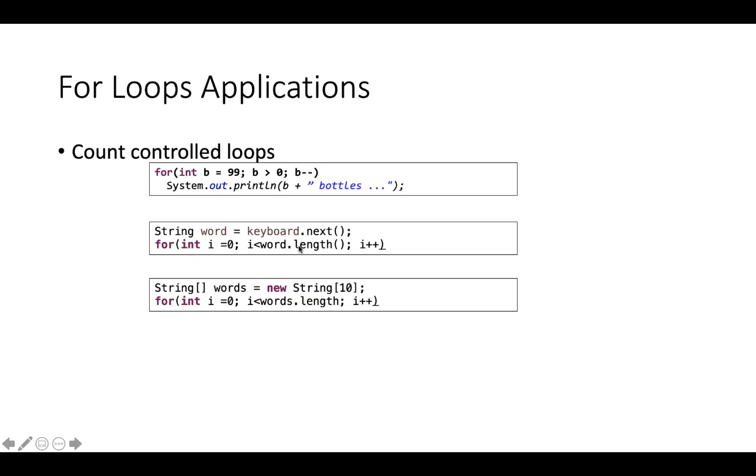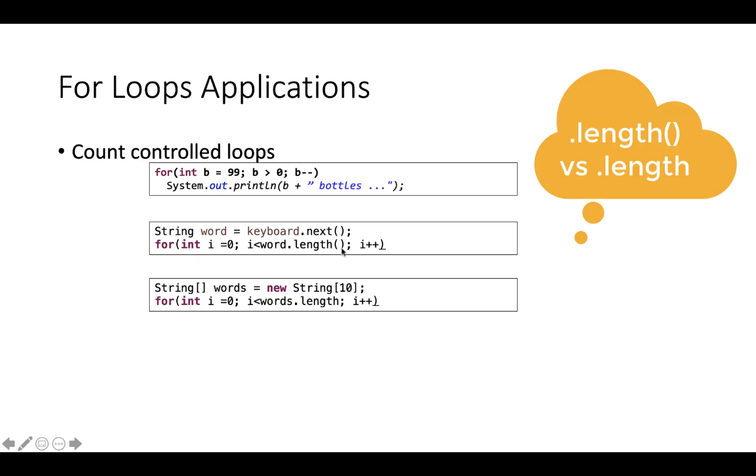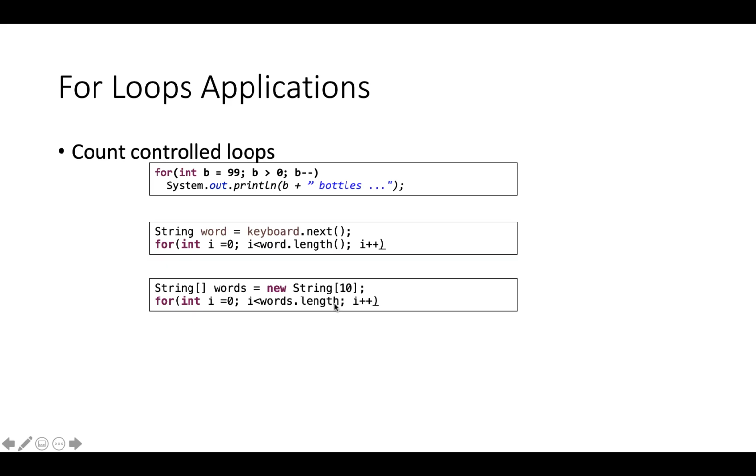However, note that length is a method in the string class, so if you're looping through the length of a single word, you want to use the parentheses to indicate you're calling a method, whereas if you're looping through an array, and again this could be an int array, a double array, or a string array, you want to use length without the parentheses. That is because length is not a method when we refer to the length of arrays. But again, just note that subtle difference there.